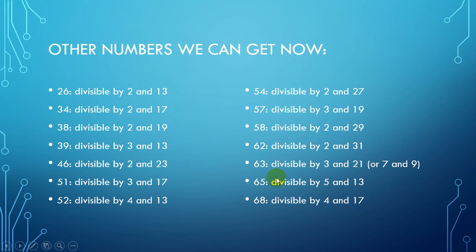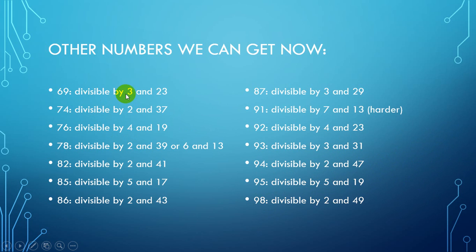65, now that would be divisible by 5 and 13. For 68, 4 and 17, and there's plenty more. 69, 3 and 23, or, as I suggested, using the 9 rule. For 74, it would be 2 and 37, 76, 4 and 19, 78, 2 and 39, or you can do 2, 3, and 13, which would be the same as 6 and 13. 82, 2 and 41, 85, 5 and 17, 86, 2 and 43, 87, 3 and 29.